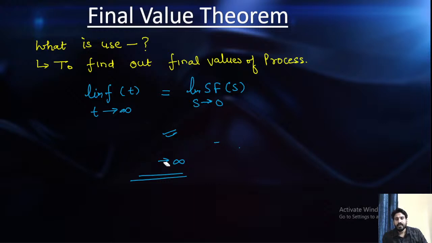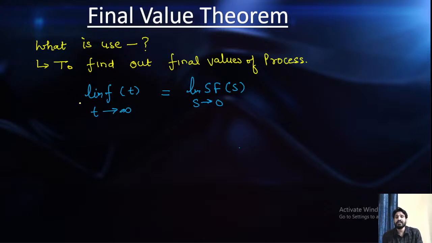As you know, s is unit-wise 1 by t, which means it is the reciprocal of t. So if the function is in t and I'm interested in the final value, don't worry about that: just put the limit t tends to infinity. And if I have the function of s, then first we have to multiply with s and put the limit s tends to 0. This is my final value theorem, right?